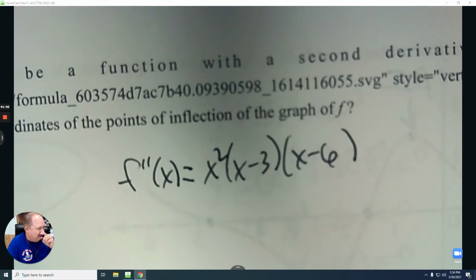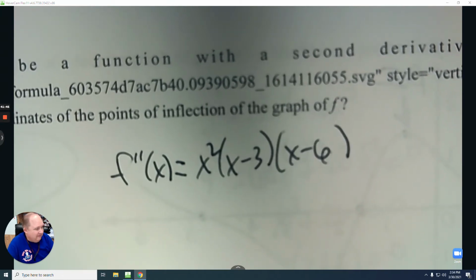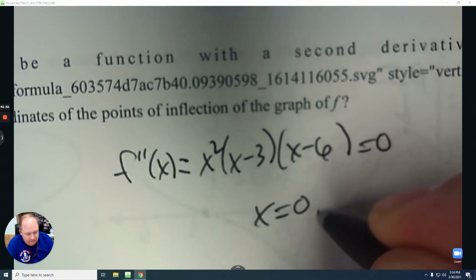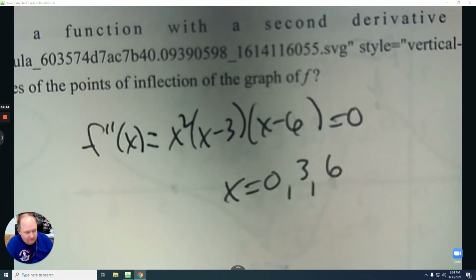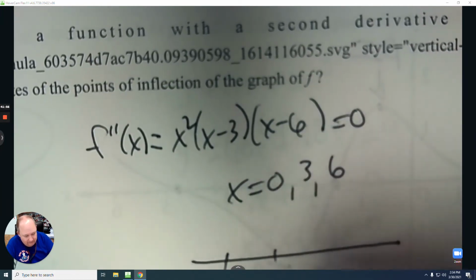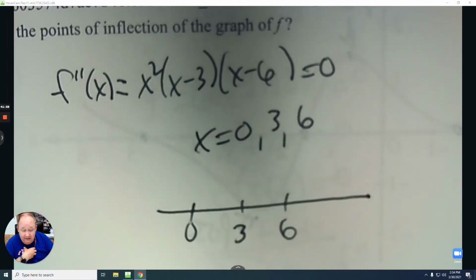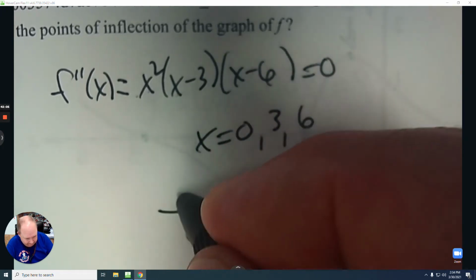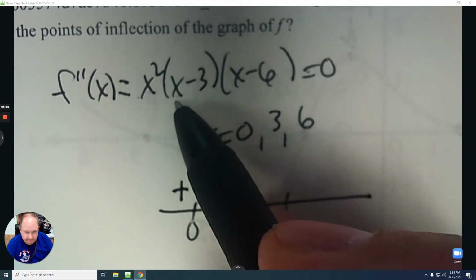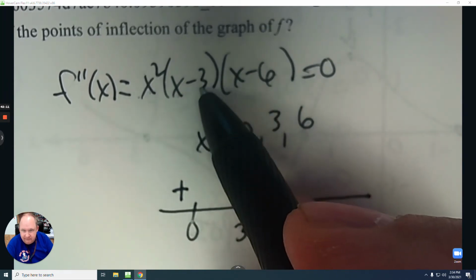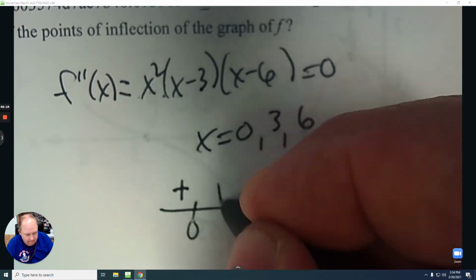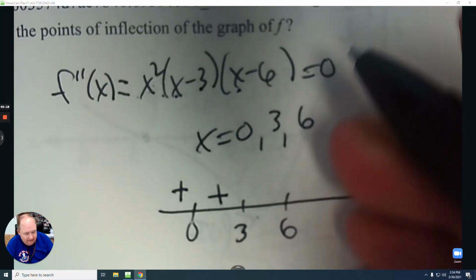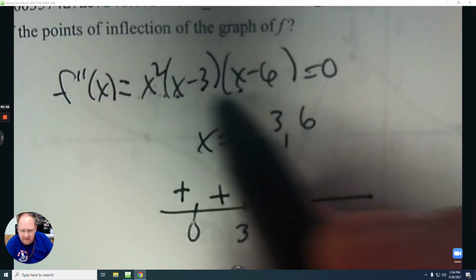What are the x coordinates of the points of inflection for this graph? You're already given the second derivative, so I just need to make it equal to 0 and then solve it. So I'm looking at 0, 3, and 6. I'm going to draw a number line, 0, 3, and 6. I want to know where the signs change. If I plug in a negative number, it's a positive times a negative times a negative. If I plug in positive 1, it's still a negative times a negative times a positive. If I plug in 4, now we have a positive times a negative. And if I plug in 7 or more, it's all positive.